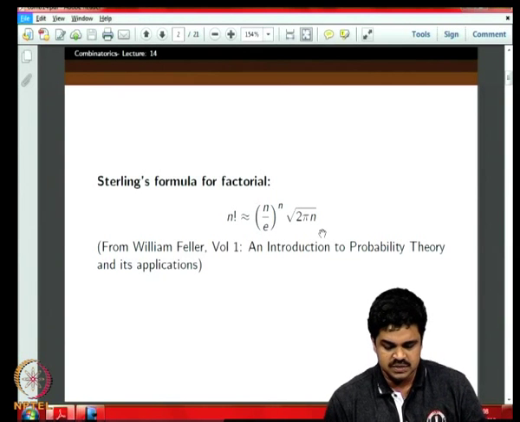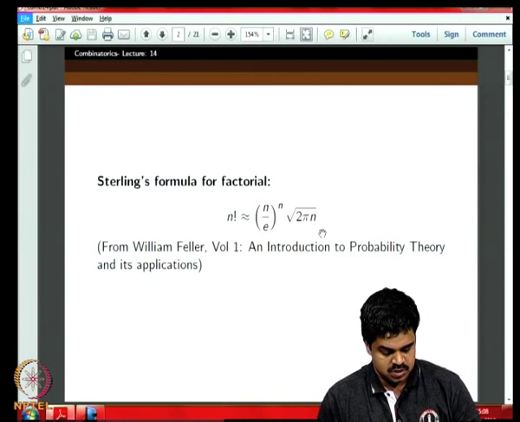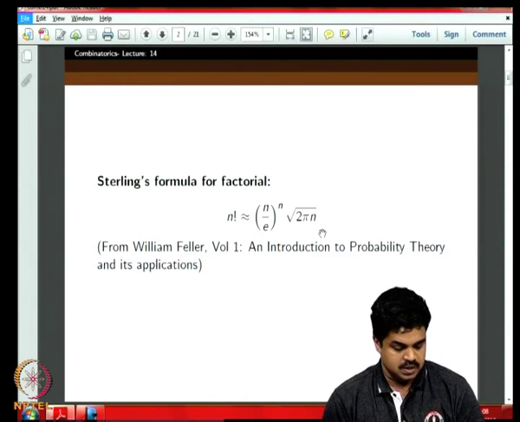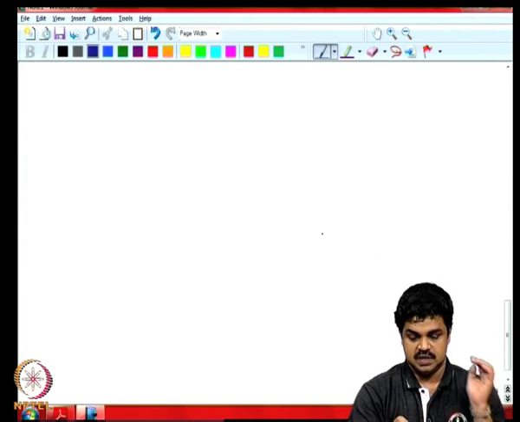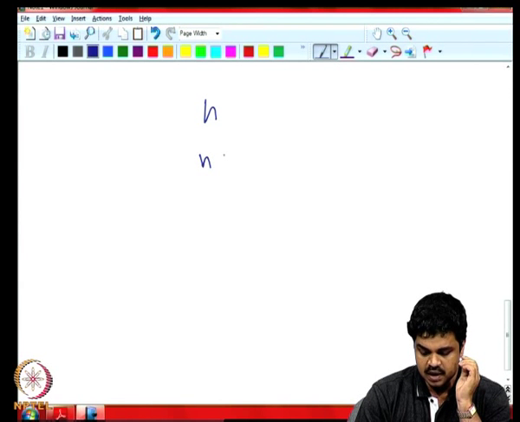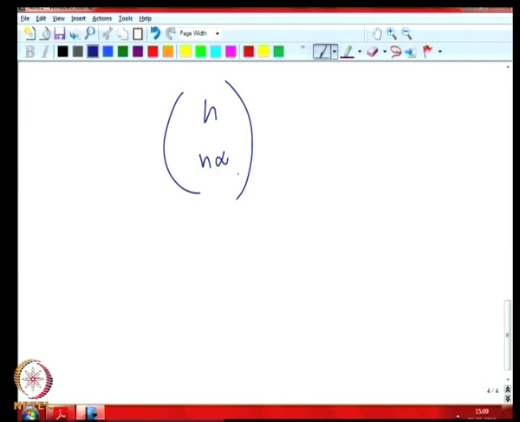If you want some more ready made formulas for quantities like n choose n alpha, where alpha less than 1 is a real constant, then you will get some good formula. So, by applying the Stirling formula you can derive that. You can try doing this.